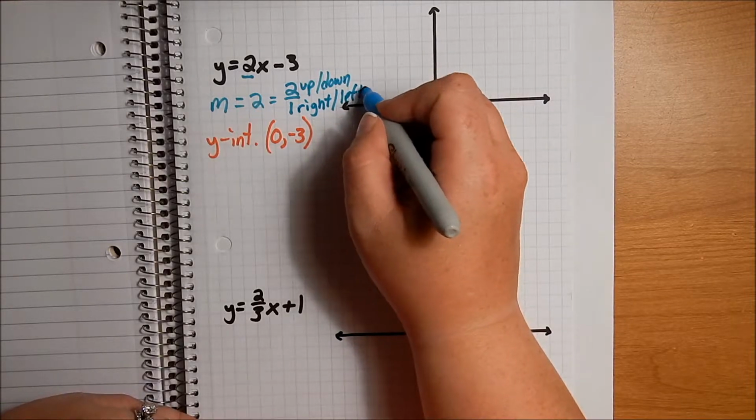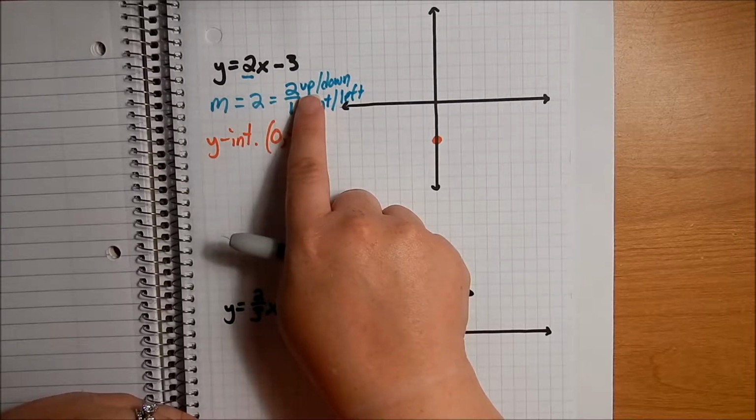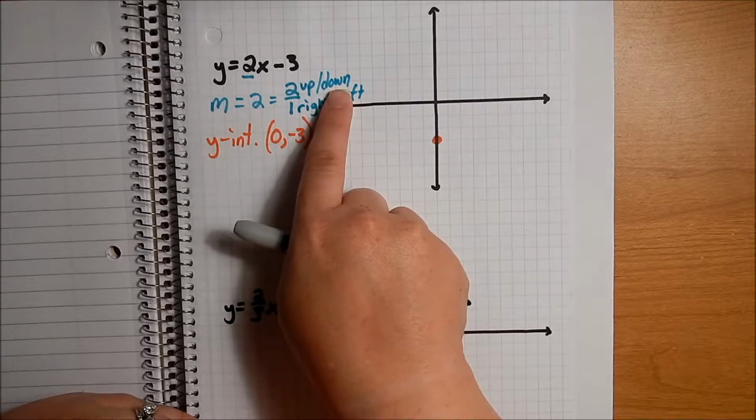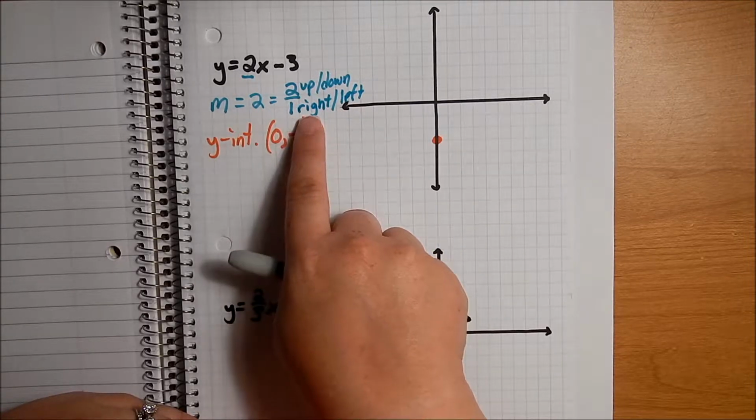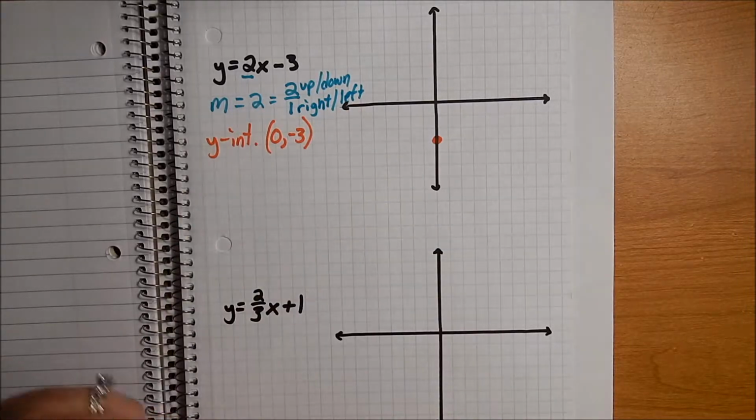Now, how do you know which it is? Well, if it's positive, you're going to go up. If it's negative, you will go down. Same thing down here. If it's positive, we go right. If it's negative, we go left.